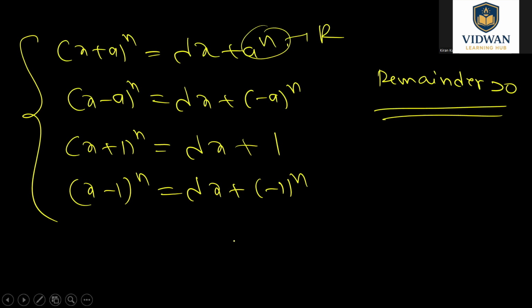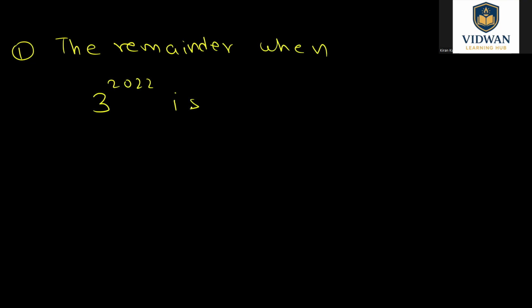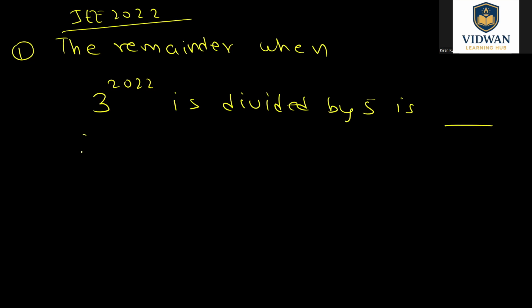So let us do some questions on this to get clarity. I'll just take up some questions from previous JEE papers. The remainder when 3^2022 is divided by 5. This question is from JEE 2022. The options are 1, 2, 3, and 4. When you divide this by 5, what is the remainder? You can try this.